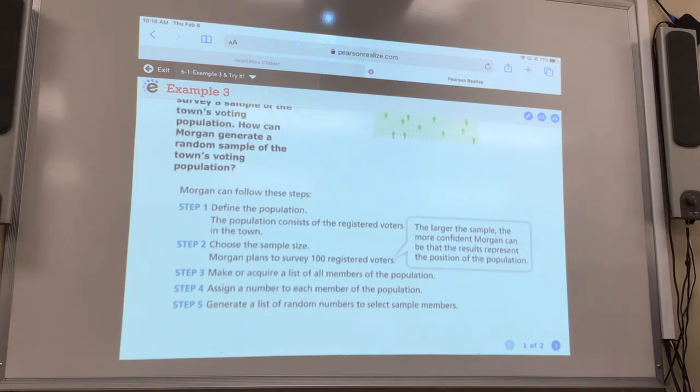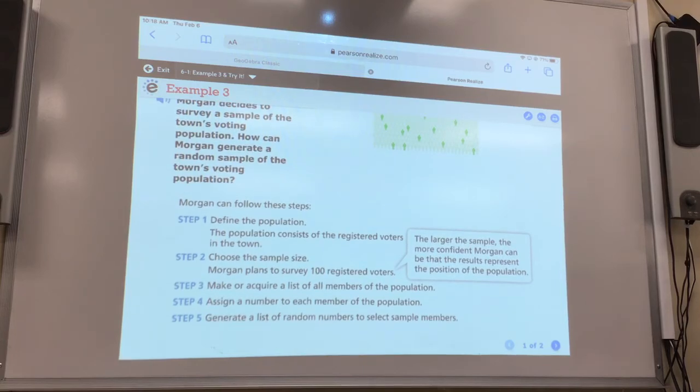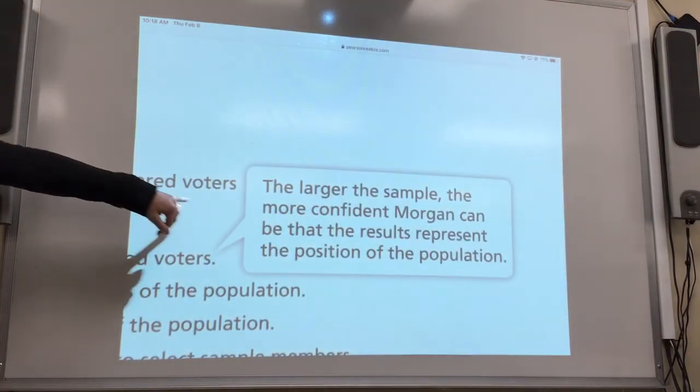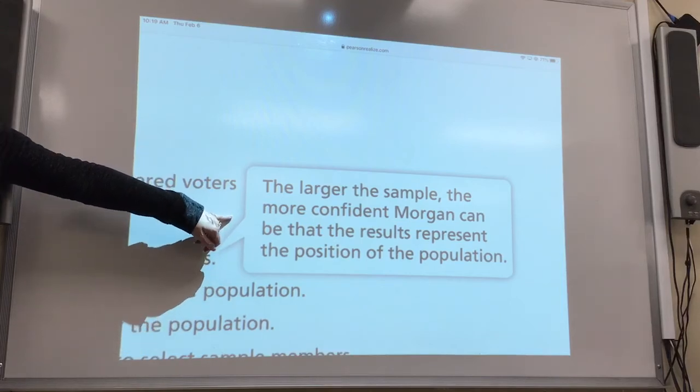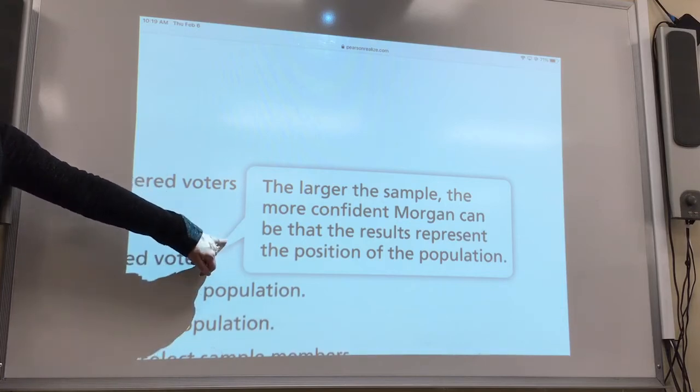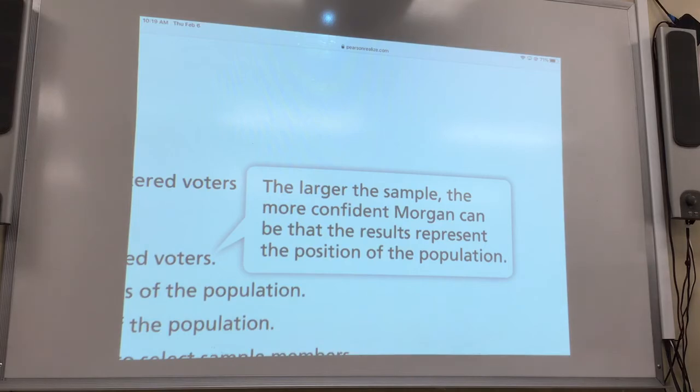Okay, so this one just says generate a list of random numbers. You can have technology create the random list of numbers for you. And that's completely random then, right? You didn't even choose who to ask. Your technology kind of told you who to ask. I do want to make sure you're aware of this. The larger the sample, the more confident you can be. So asking 100 people is a lot more accurate than asking 50 people. The larger the sample, the more accurate you are.